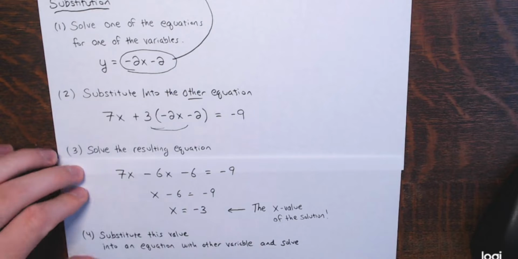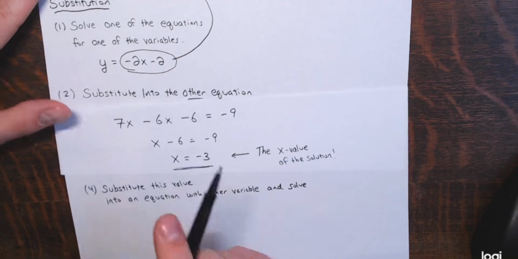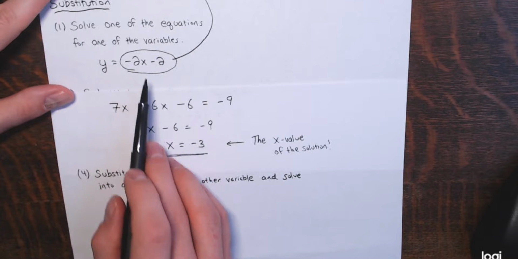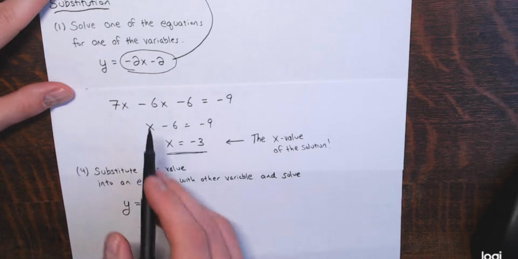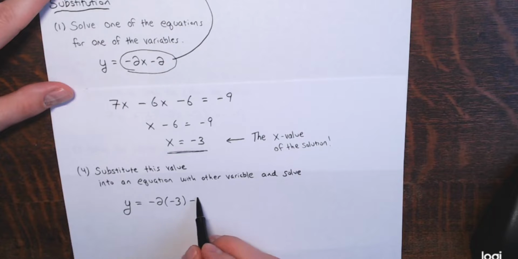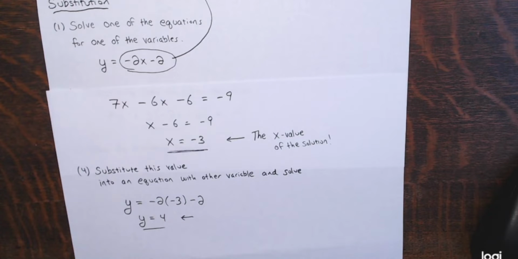So x equals negative 3. Here's an equation with y in it. I'll replace x with negative 3 and solve for y. So we have y equals, instead of negative 2 times x, negative 2 times negative 3 minus 2. Y equals 6 minus 2 is 4. And there's the y value of the solution.